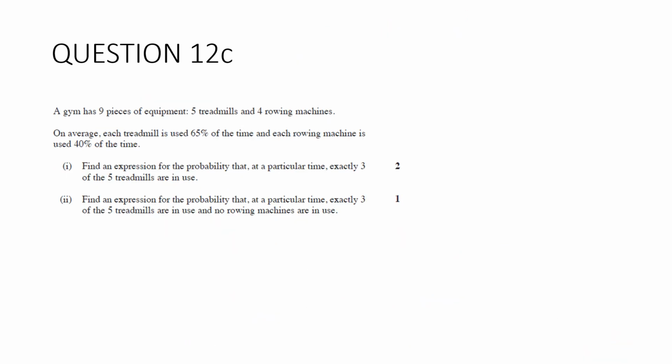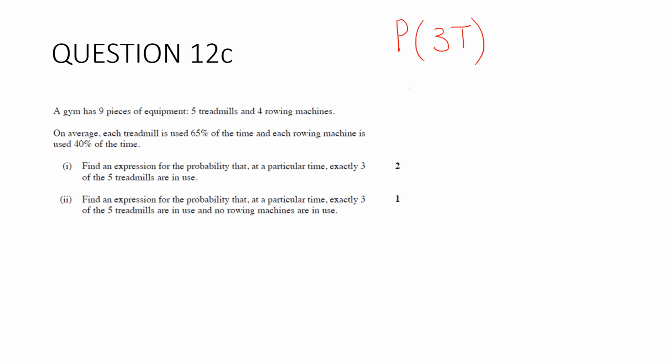12c. A gym has 9 pieces of equipment, 5 treadmills and 4 rowing machines. On average, each treadmill is used 65% of the time and each rowing machine is used 40% of the time. Part 1. Find an expression for the probability that at a particular time exactly 3 of the treadmills are in use. So exactly 3 treadmills.